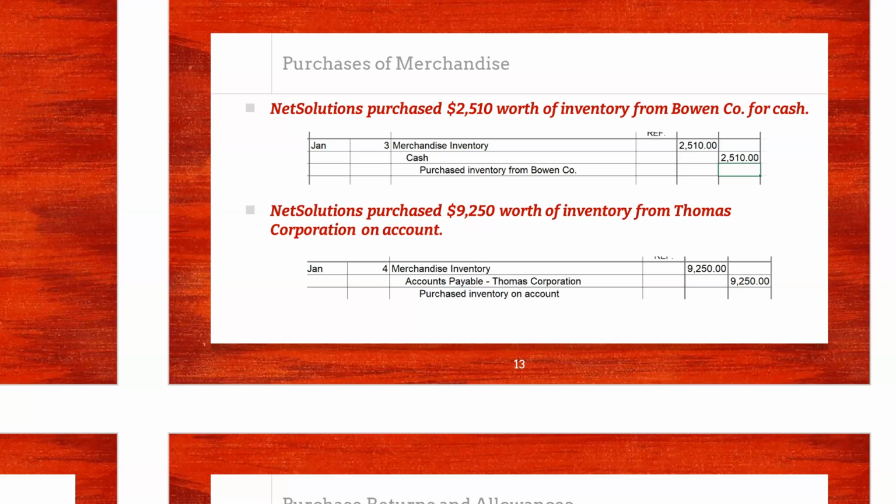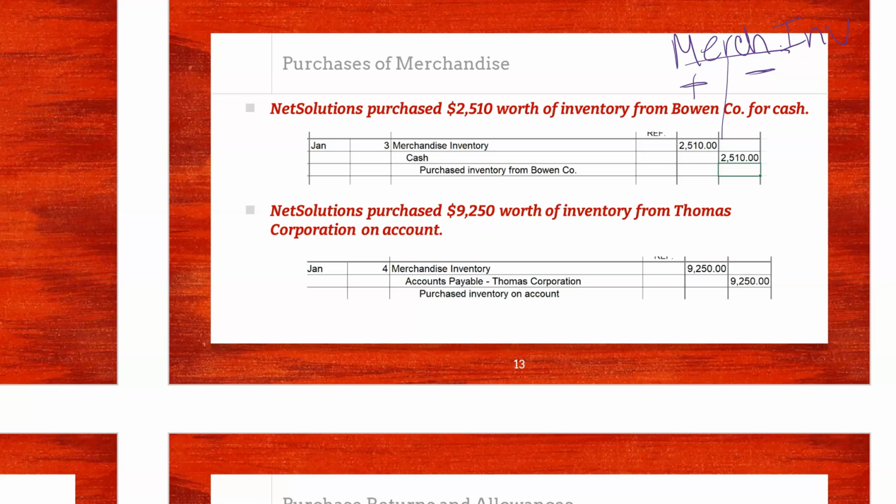Merchandise inventory is considered an asset account. And as we know, if we think about our T accounts, asset accounts are increased on the debit side and decreased on the credit. So keep that in mind as we go through these transactions.